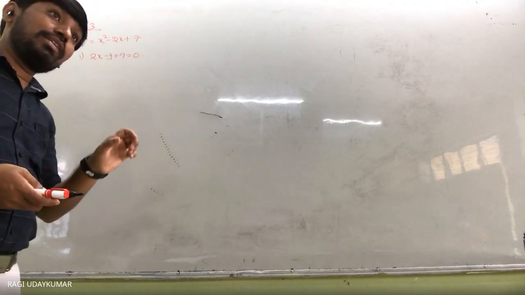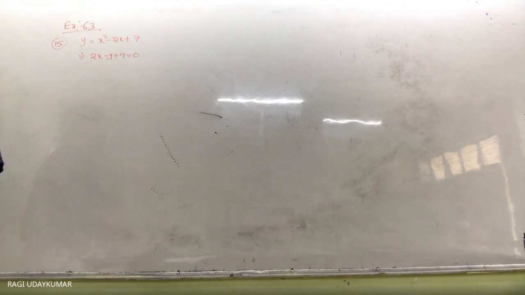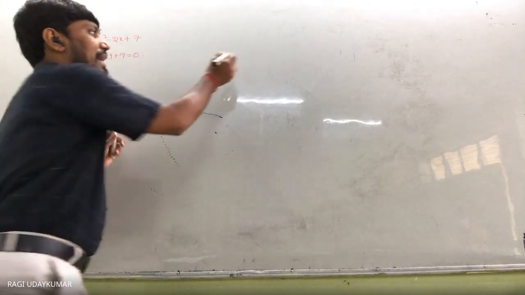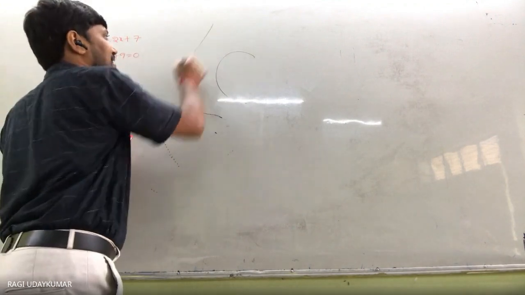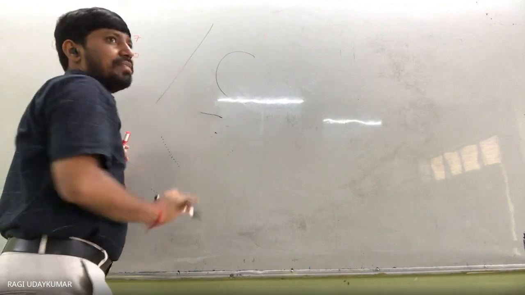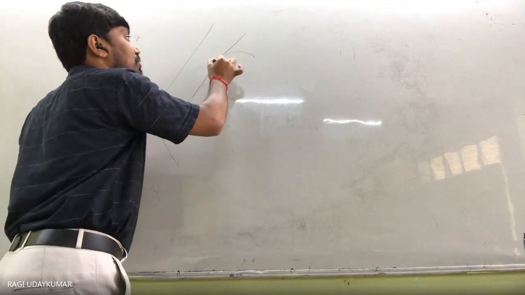But slope of the tangent is for a particular point. Here actually the point is not given. The curve is like this, and our line is like this. And we need to find out the equation of the tangent, but the point is not given.